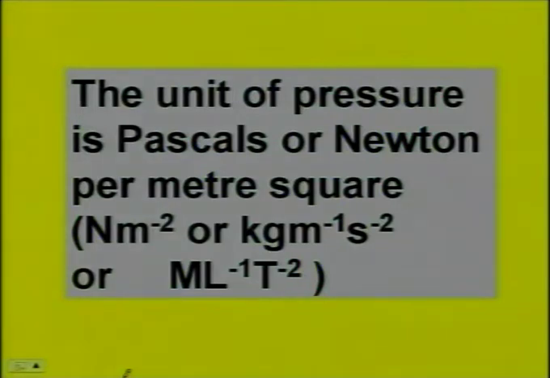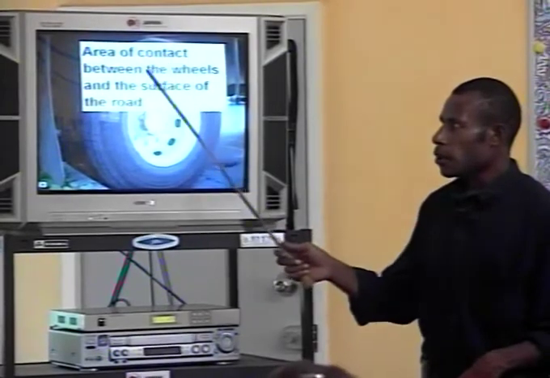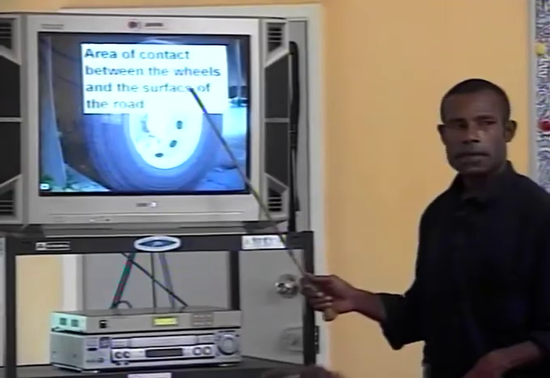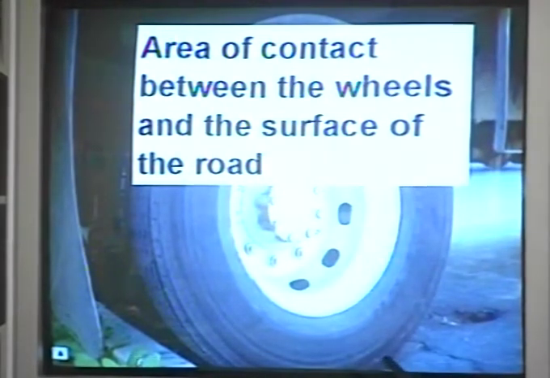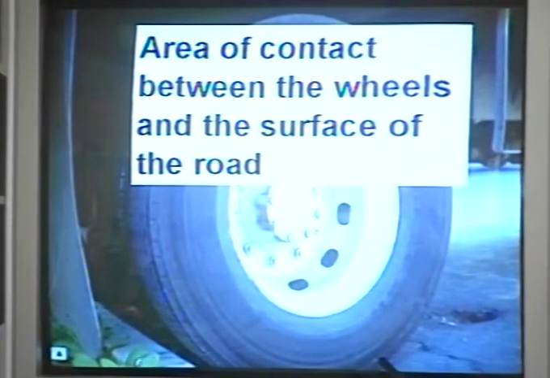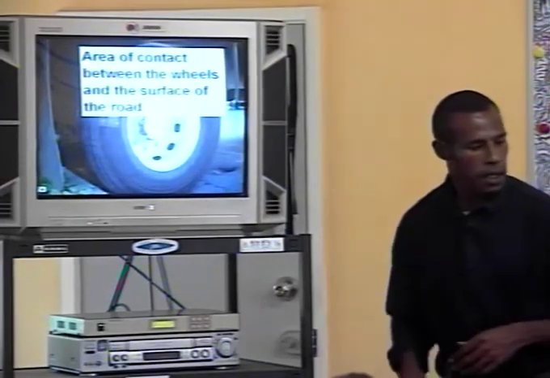I will now give you some examples of where pressure exists. A tire that is turning, or stopping: the area of contact between the wheel and the surface of the road is where the pressure will be acting. Okay, that is for a car tire.